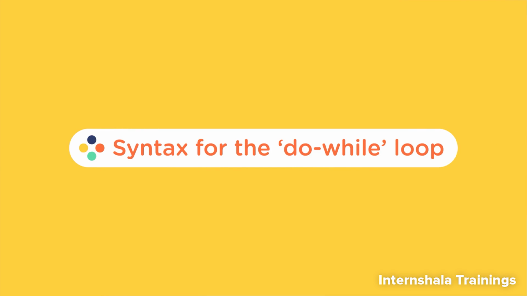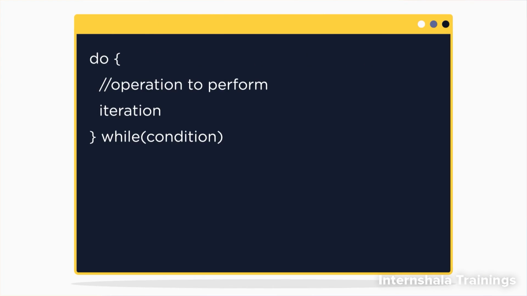Now let us look at the syntax for the do while loop. This is the syntax. So we write the do keyword first, then within this body we write the operations that will be performed. And we also mention the increment or decrement step that we want to have. Now outside this body we write the while keyword and we give the condition for which we need to check the iterator in this bracket.